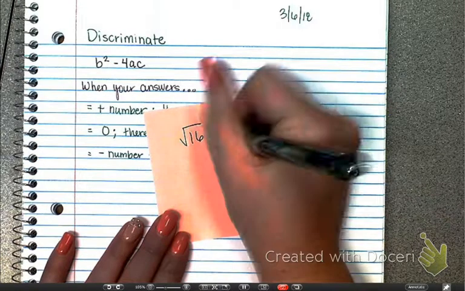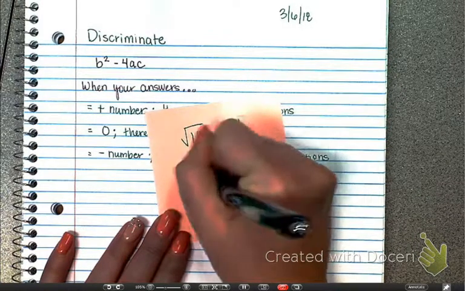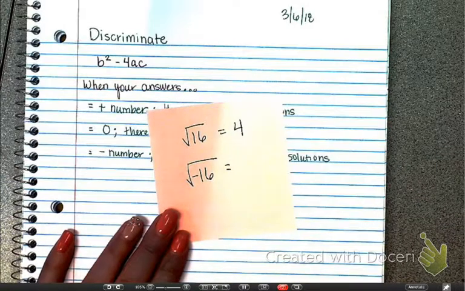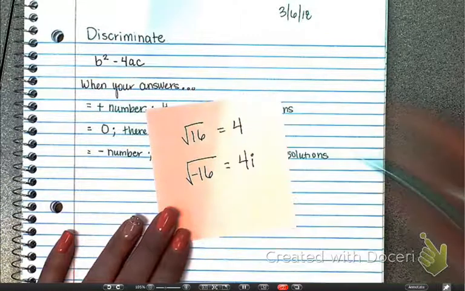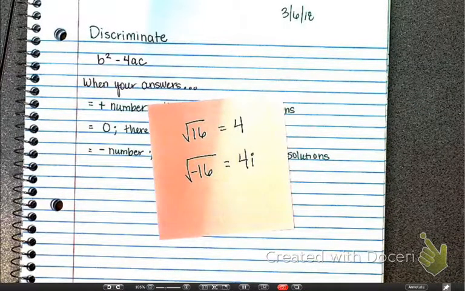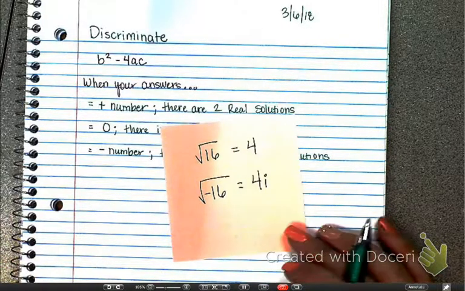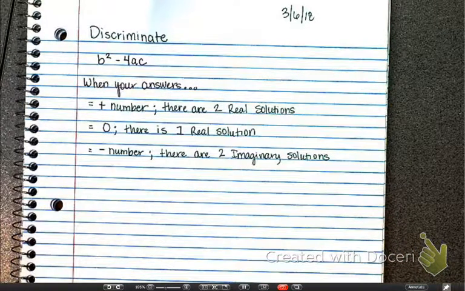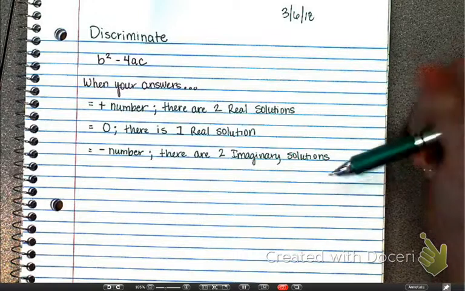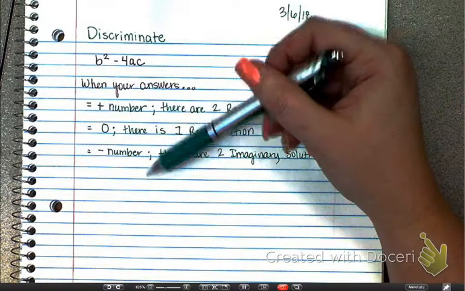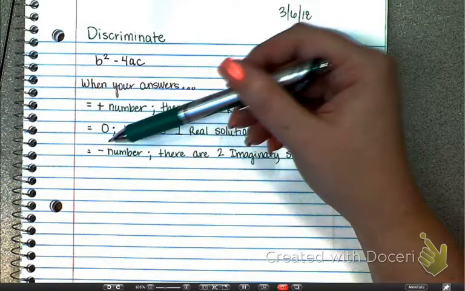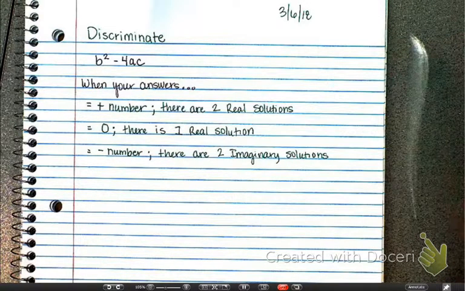You know the square root of 16 is 4. And we will learn that the square root of negative 16 is 4i. It's an imaginary number. We'll talk about it later, but know that it's coming. Okay, so here's what can happen. All we're doing today is plugging in A, B, and C, determining what the number is, if it's a positive number, a 0, or a negative number, and then how many solutions you get.